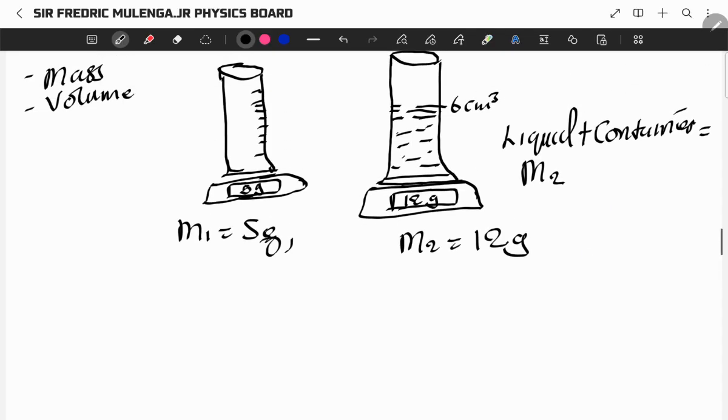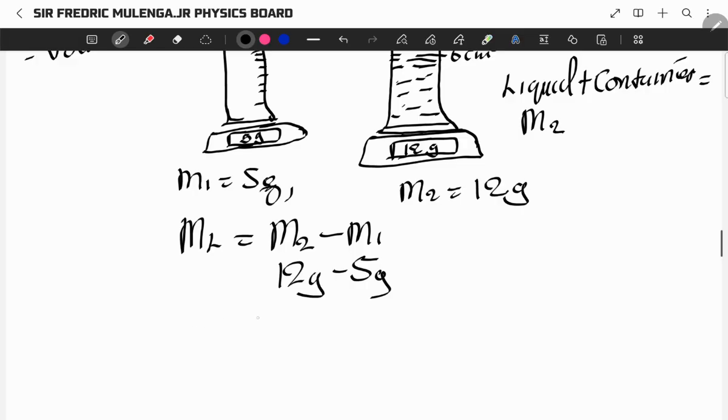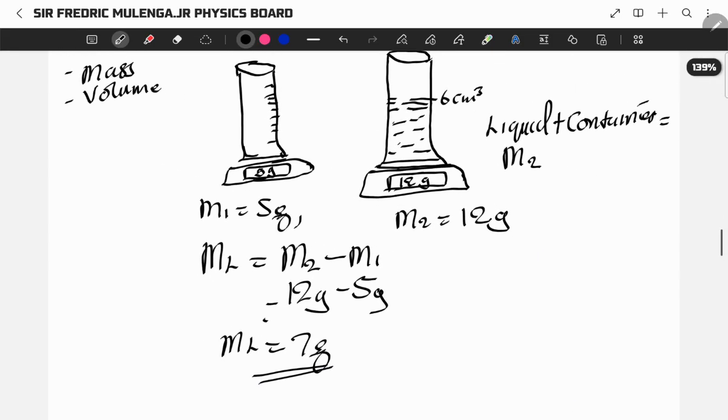So then for us to find the mass of liquid, the mass of liquid is equal to mass 2 minus mass 1. So we'll just go ahead and substitute. 12 grams minus 5 grams is going to be 7 grams. So the mass of this liquid is 7 grams. That's all.